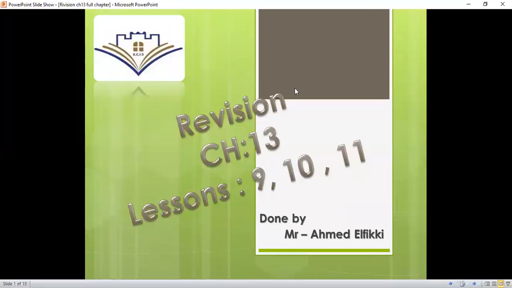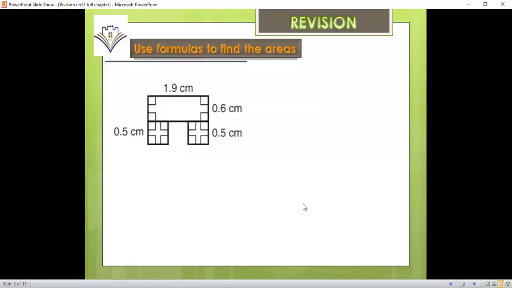Good morning, my students. Today, we will revise chapter 13, lesson 9, 10, and 11. At first, the first question here: use formulas to find the area. Look at this shape. How many shapes are formed from it? There are three.